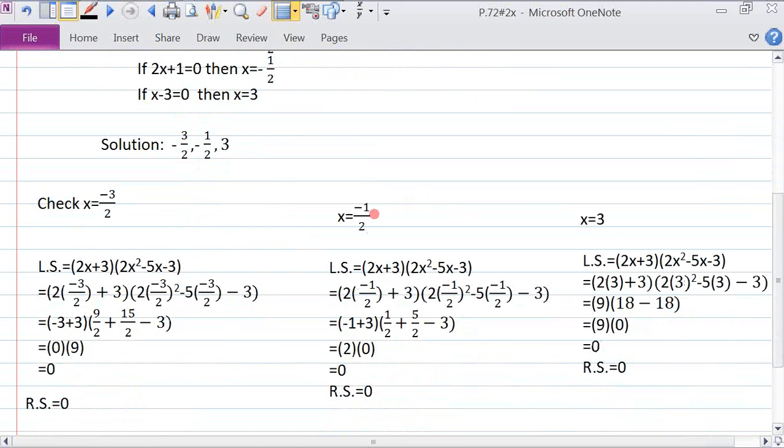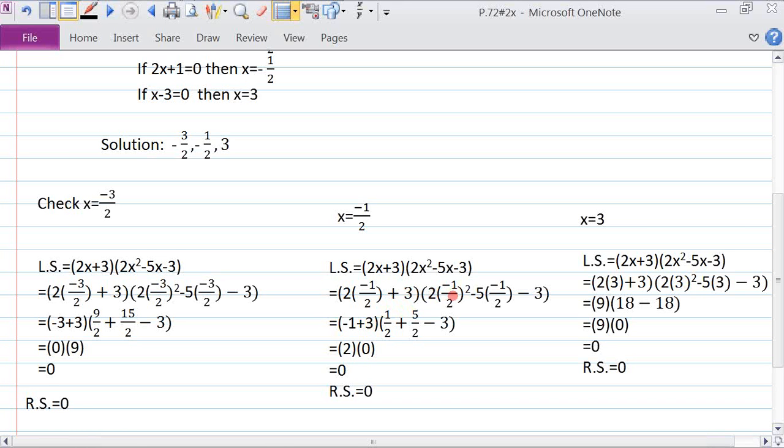So we do the same thing with x equals minus a half. We always put it into the original equation. 2 times x is 2 times minus 1/2. The 2's cancel right here on the numerator and the denominator. I have minus 1 plus 3. This 3 is this 3. Now I'm going to go over here.